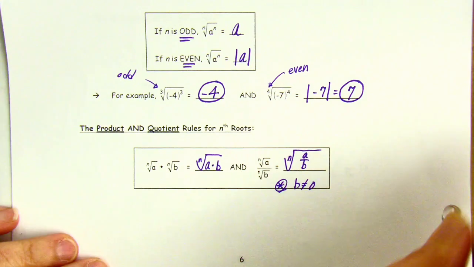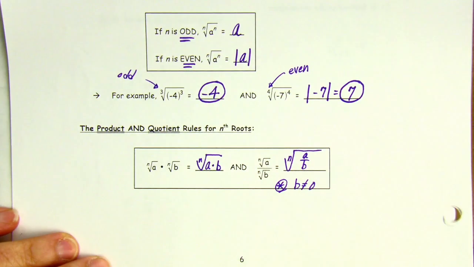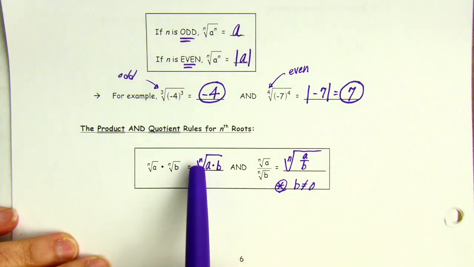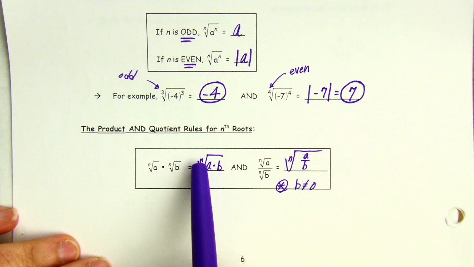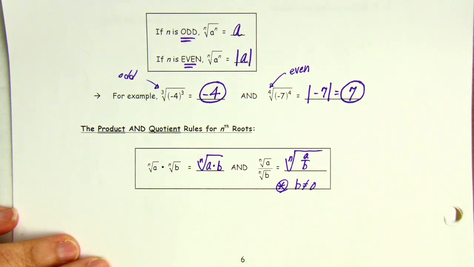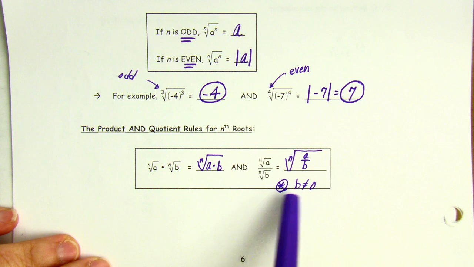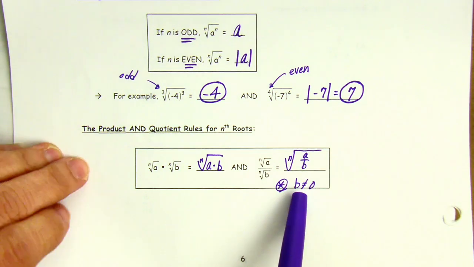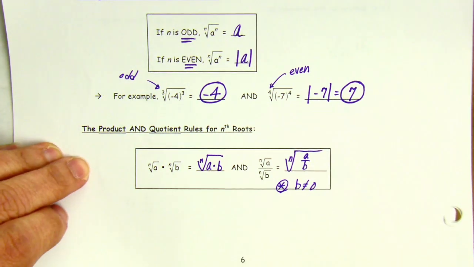Moving on with this part of the notes, we have the product and the quotient rules for nth roots. We saw the product and the quotient rules work for square roots. And in fact, the product and the quotient rules are going to work for any root. We use n to denote that this could be any number greater than or equal to 2. So this could be 5th root. It could be 12th root. Of course, we need to put a disclaimer here that b cannot equal 0 since b is in the denominator and division by 0 is undefined.